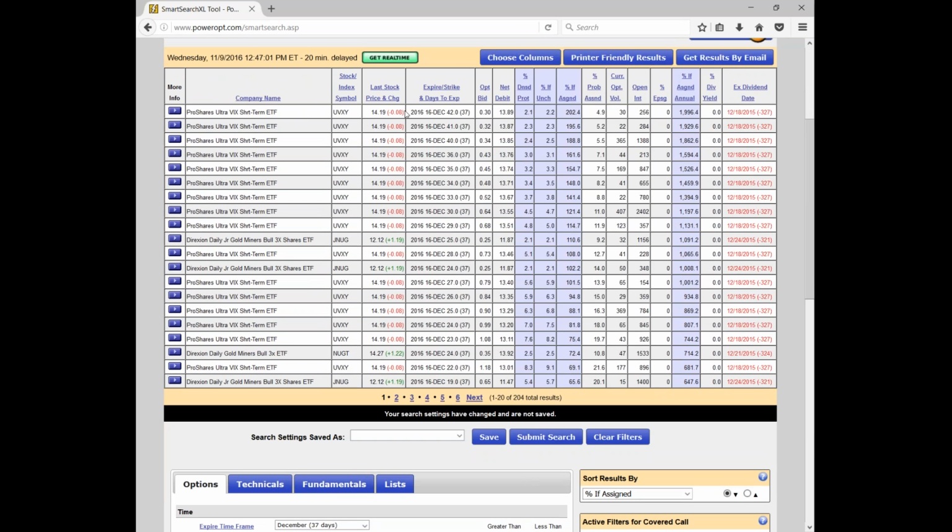You have a lot of premium here and a lot of good returns for these things such as the ultra short, ultra long, 2 times, 3 times bull, 3 times bear ETFs. These are more volatile positions. They can swing against you just as they swing with you.